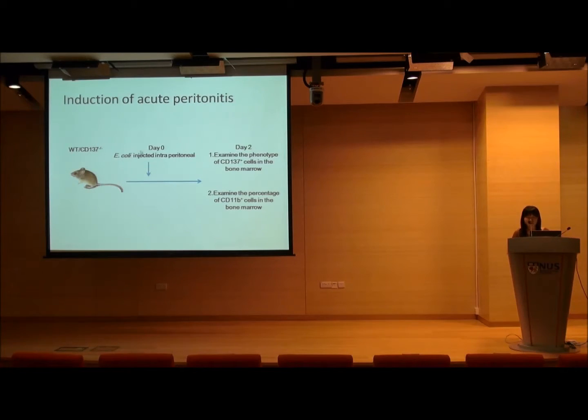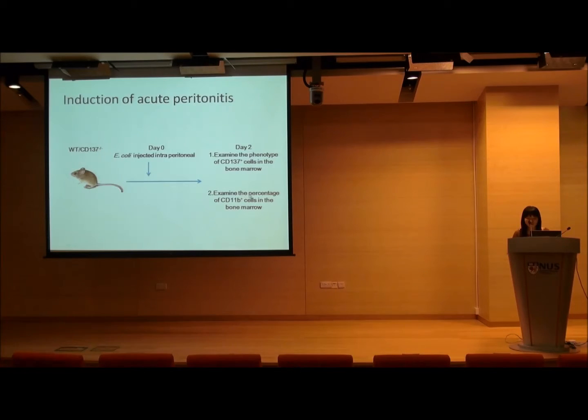So I used the very common bacteria called E. coli, and I had two strains of mice, the wild type and the knockout. On day 0, I inject the E. coli intraperitoneally, that is into the belly of the mice. And the mice start to develop the peritonitis, so they are very sick. And then on day 2, I sacrifice the mice, and I look at the CD127 positive cells in the bone marrows to see whether they are T cells.